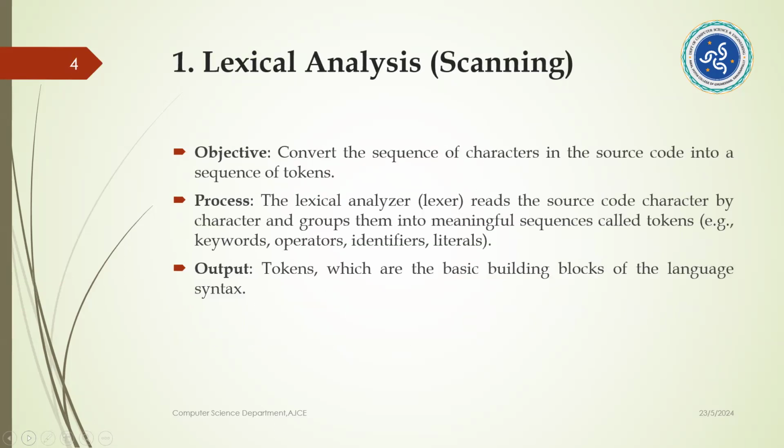Next, we will provide a detailed explanation of each phase, starting with lexical analysis called scanning. The objective of this phase is to convert the sequence of characters in the source code into a sequence of tokens. This is achieved by reading the source code character by character and grouping them into meaningful sequences called tokens. Examples of tokens are keywords, operators, identifiers, literals. The output of this phase is tokens, which are the building blocks of a programming language syntax.